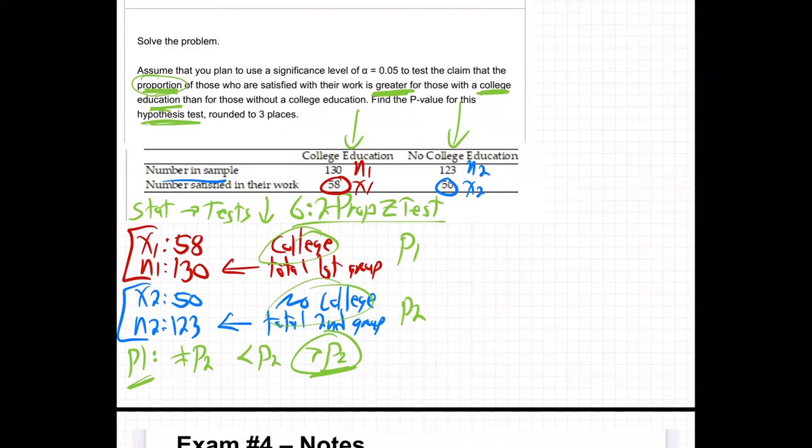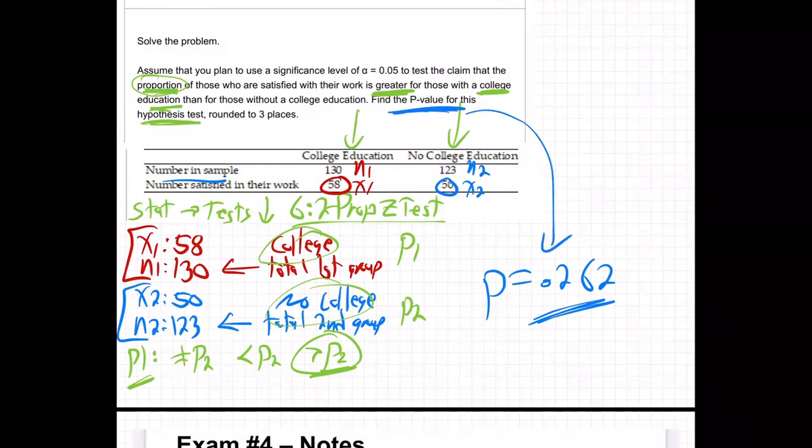We put all that in, hit the calculate button, and I'm getting a p-value. It comes out to be 0.262, rounded to 3. It's 26197. So round to 3 places, 0.262, and that's what they want. Find the p-value. There it is, 0.262. There we go.